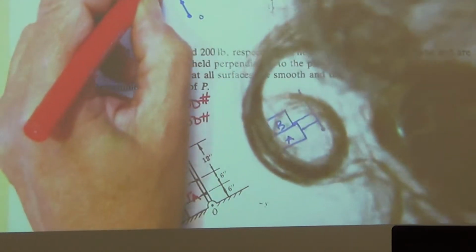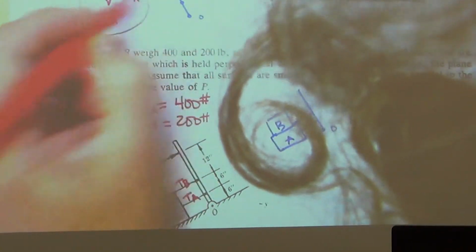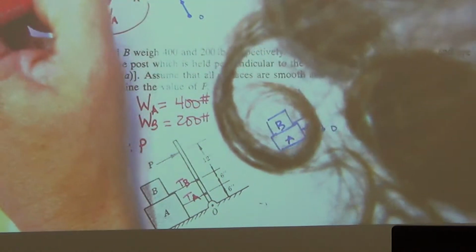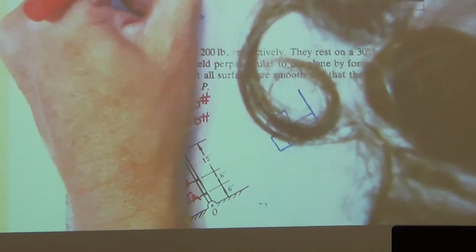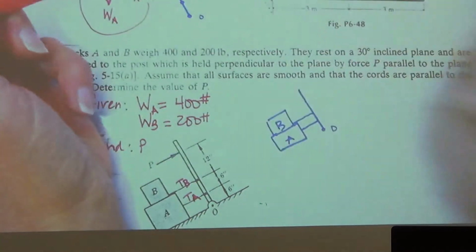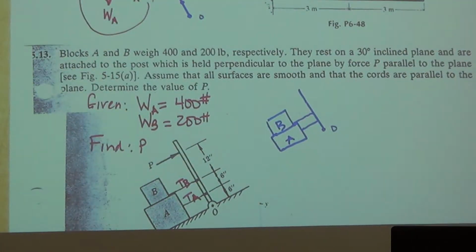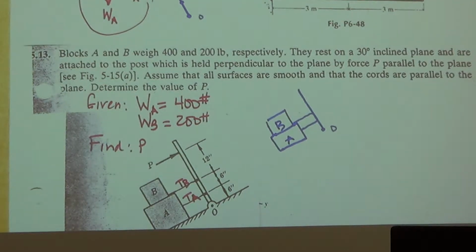So let's see, we have this. So when I took the free body diagram of A and the free body diagram of B and put them together in A and B, what thing got canceled out? The normal in between them.